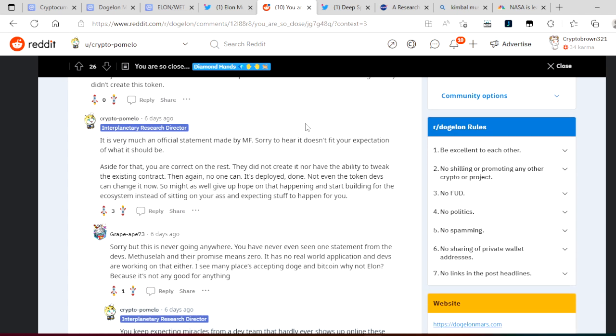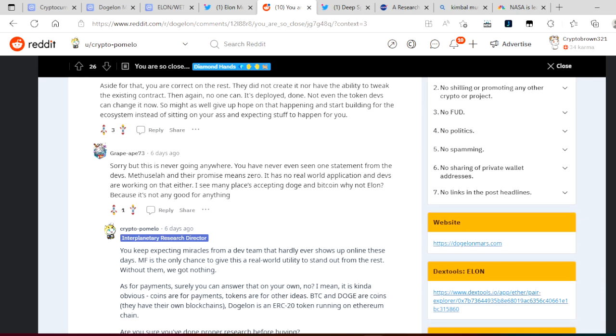And this is Crypto Palmelo. It is very much an official statement made by Methuselah Foundation. Sorry to hear it doesn't fit your expectation of what it should be. Aside from that, you are correct on the rest. They did not create it nor have the ability to tweak the existing contract. Then again, no one can. It's deployed. Done. Not even the token devs can change it now. So might as well give up hope on that happening and start building for the ecosystem instead of sitting on your, you know what, and expecting stuff to happen for you.